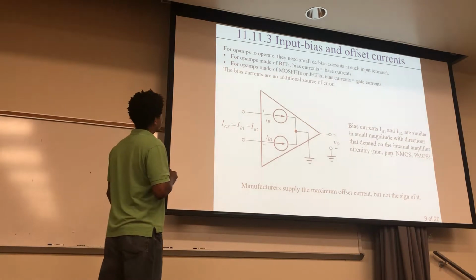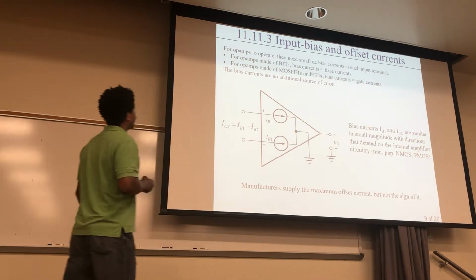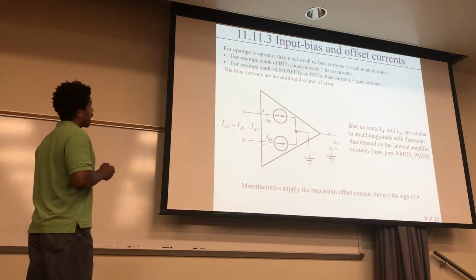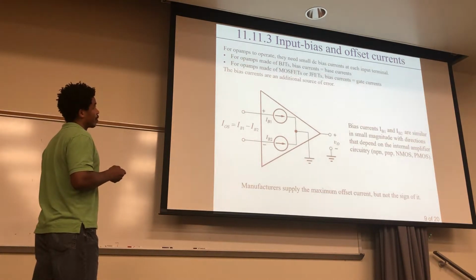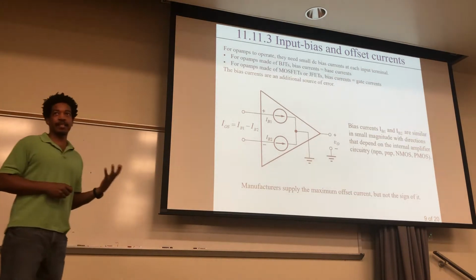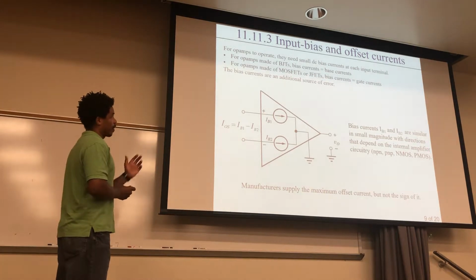Okay, so for op amps that are made of BJTs inside, the bipolar junction transistors, the bias currents are the base currents of those. For op amps made of MOSFETs and JFETs, the bias currents are the gate currents in those. And so these bias currents are an additional source of error. If you have a really sensitive kind of system, here's another source of error you have to worry about, and we're going to talk about one way to reduce that error too.